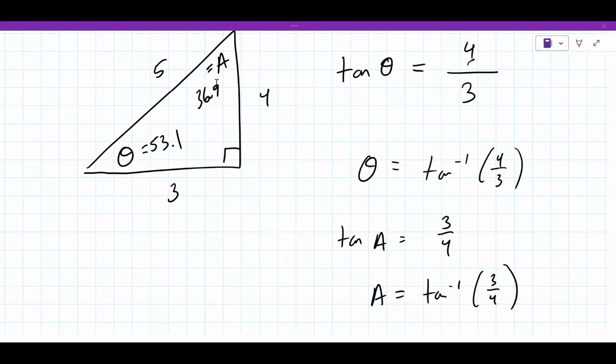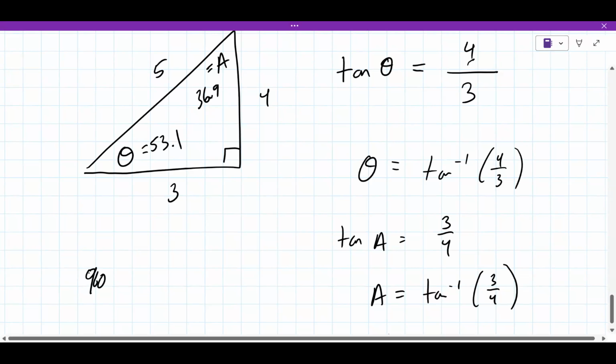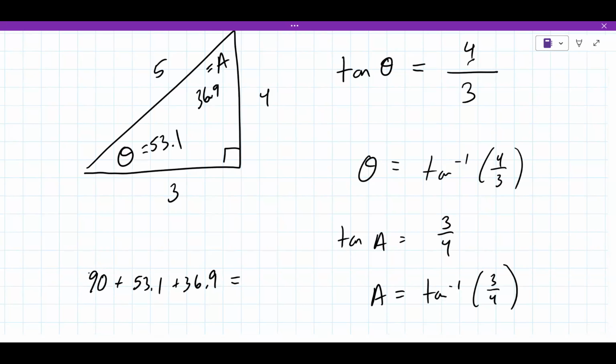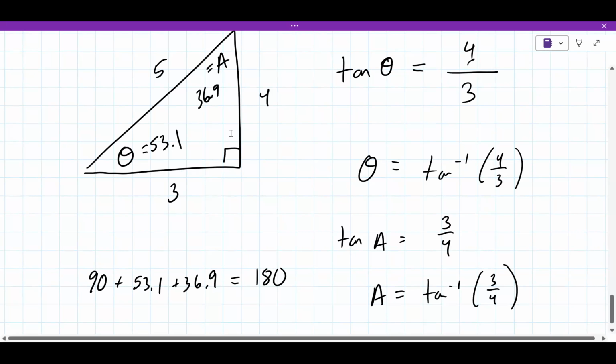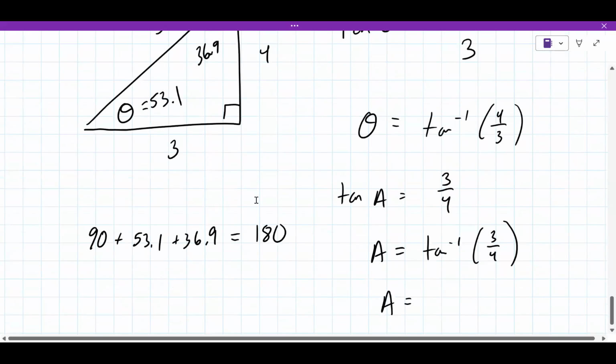The three angles in the triangle: 90 plus 53.1 plus 36.9. What does that equal? Try that one more time. 180. Perfect. So the three angles in a triangle always add up to 180. That's something to also keep in mind here.